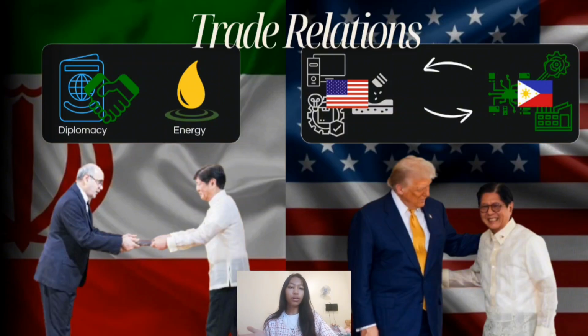The United States is one of the Philippines' largest trading partners, importing Philippine electronic components, manufactured goods, and agricultural products while exporting machinery, technology, and industrial equipment to the Philippines. Trade relations with Iran are far more limited. Economic interaction between the two countries has historically focused on energy and diplomatic cooperation rather than extensive trade exchange.